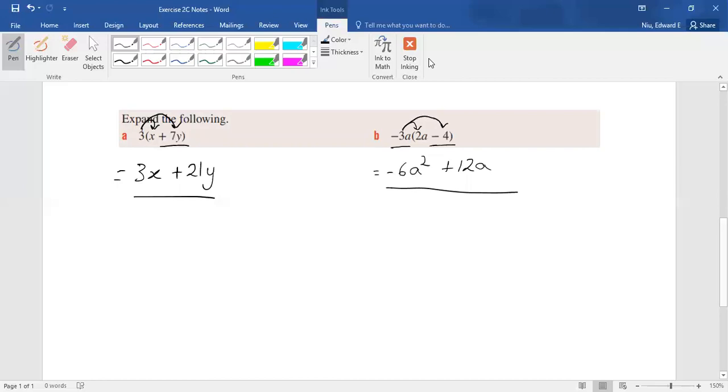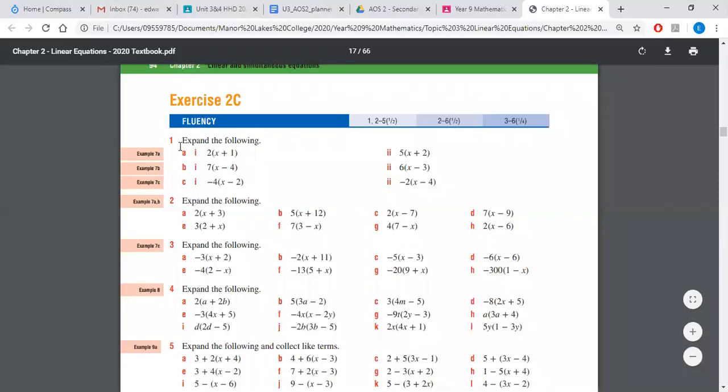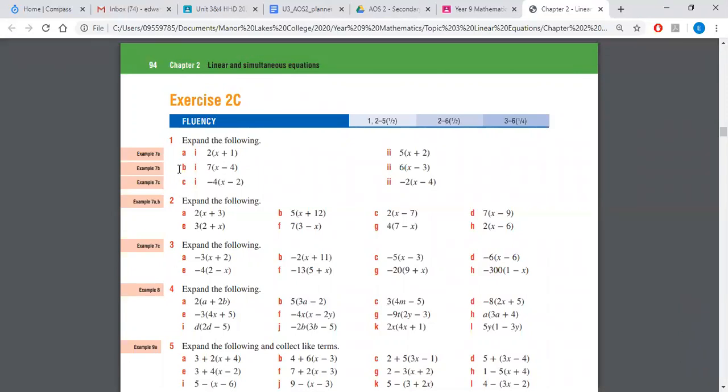Let's jump into the questions. So we're into exercise 2C now. Please just do questions 1, 2, 3, and question 4 every second question.